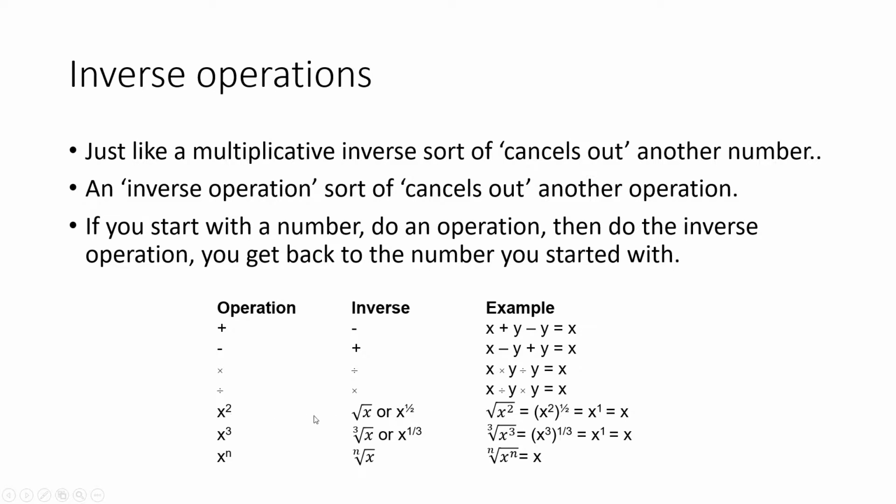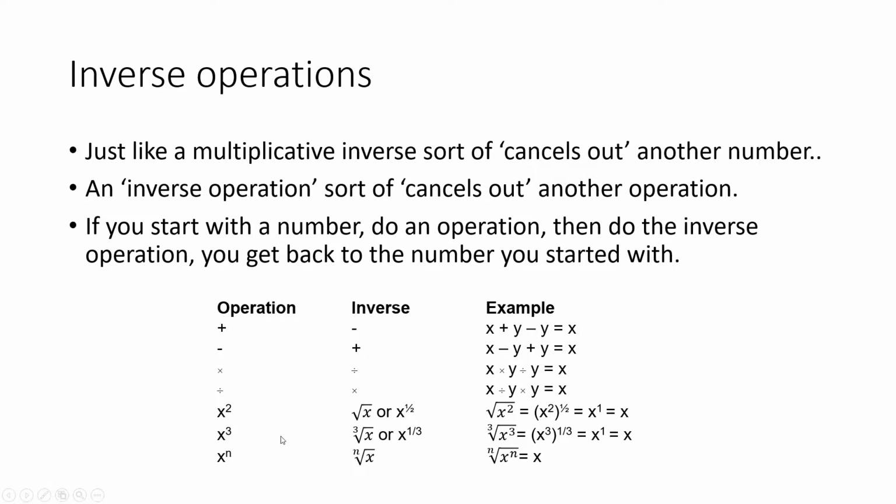X squared is the inverse of the square root symbol. Now notice this square root also happens to be x to the power of a half. I did mention we'll look at fractional exponents shortly. X to the power of a half is a square root because you're finding the number you have to multiply by itself. So it appears twice in the equation.